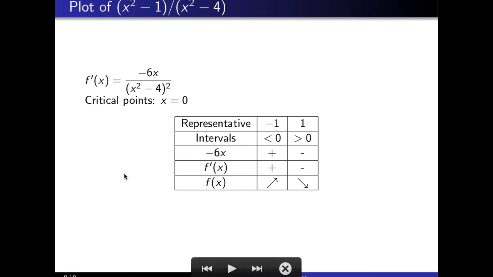Okay, so what we have here is our denominator is always going to be either 0 or positive. 0 at places where the function is not defined. So 0 at plus and minus 2, but outside of those places it's positive. So we only really need to concern ourselves with minus 6x. That's the only thing here that could change sign. Clearly that's 0 at x equals 0. So what this says is that for negative numbers, our function is increasing. For positive numbers, our function is decreasing.